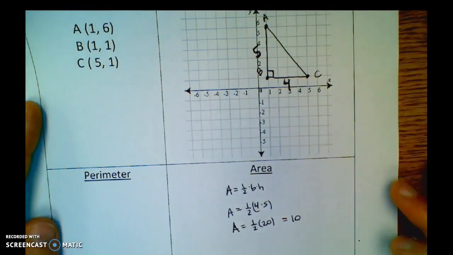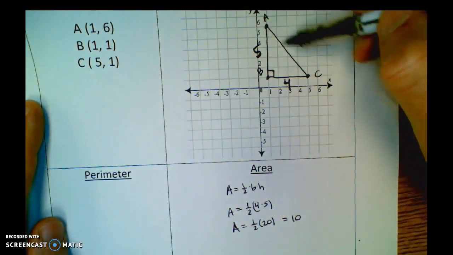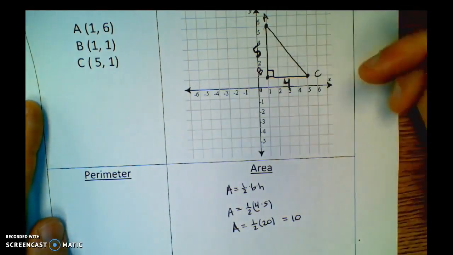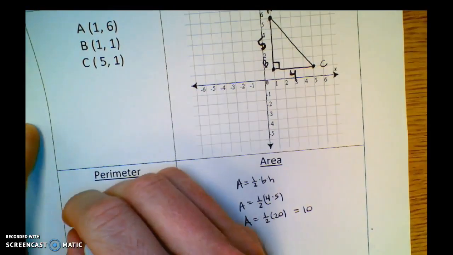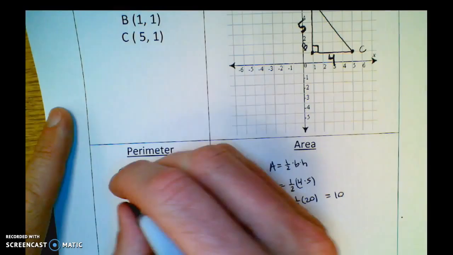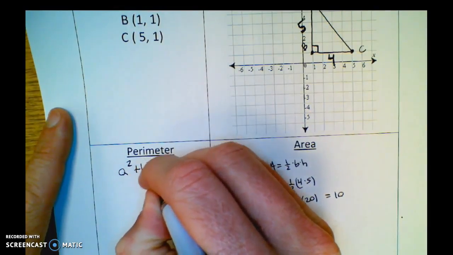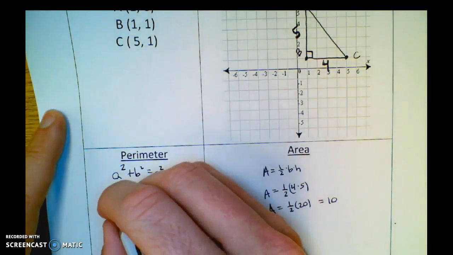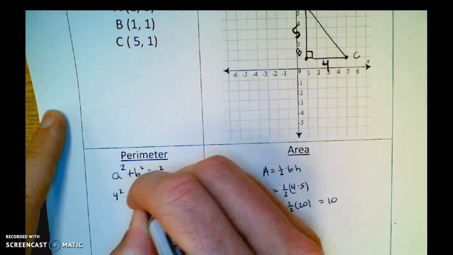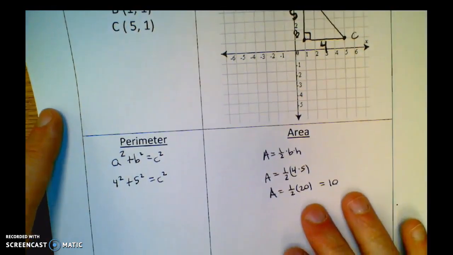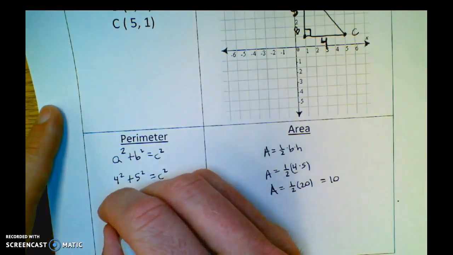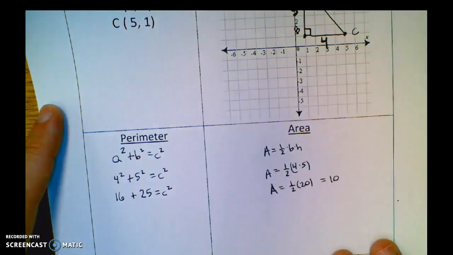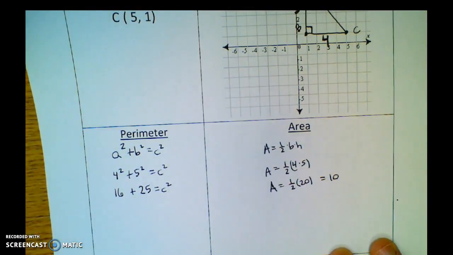To find the perimeter means you add all the sides together. But in this triangle, I don't know what the hypotenuse is. So we first have to find the hypotenuse, and then we could add all 3 sides together. So remember, to find the hypotenuse, we use the Pythagorean theorem, which is a squared plus b squared equals c squared. A and b are just your side lengths. So I've got 4 squared plus 5 squared equals c squared. 4 squared is 4 times 4, which is 16. 5 squared is 5 times 5, which is 25. Adding 16 plus 25, you should get 41.